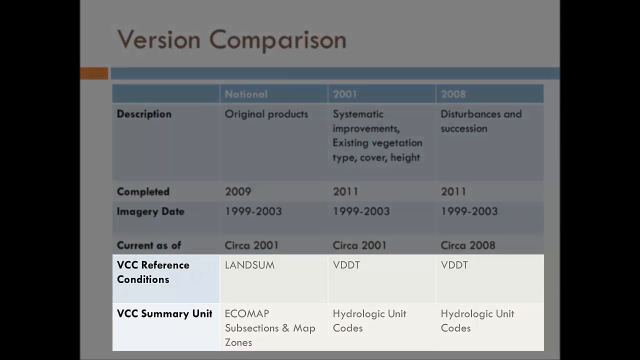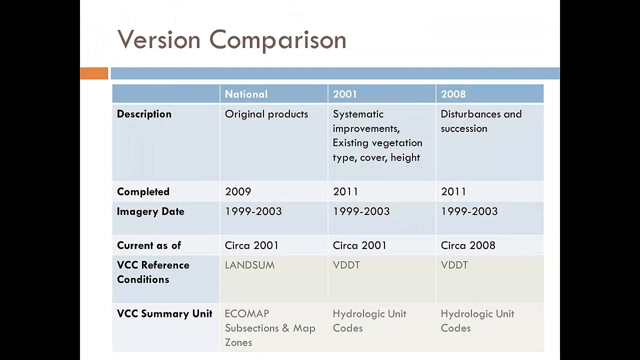Finally, notice that there have been changes in the methods for calculating vegetation condition class, a product we used to call fire regime condition class. We will discuss these changes in detail later in the presentation.